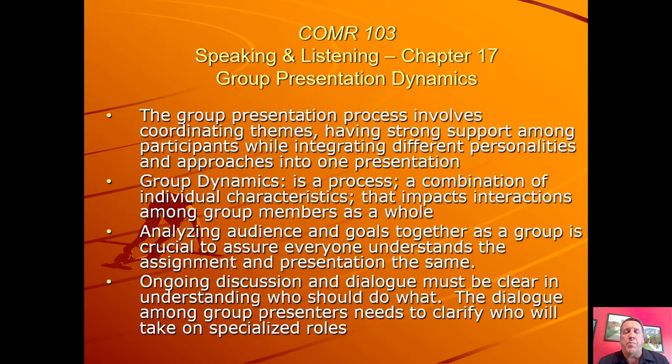Okay, so there could be a possibility in the future where you will have to make a group presentation, not an individual, but a group presentation. And this chapter goes through the details of what it would take to put on a really good group presentation.